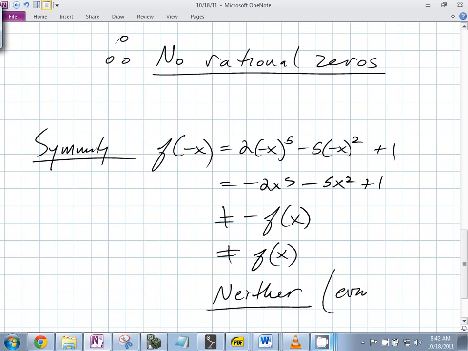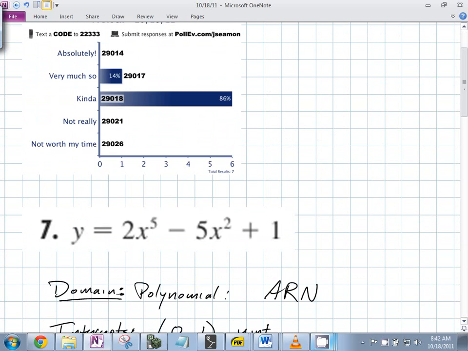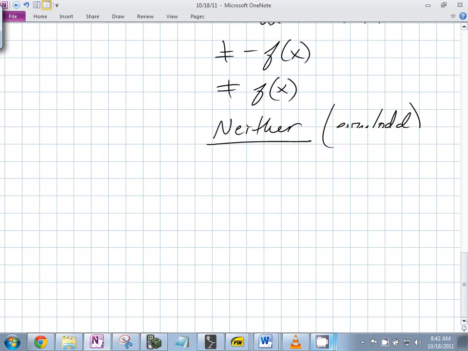Now here's the thing. Those are bad labels in a way because we think of even and odd as integers, and if something isn't even, it has to be odd, or vice versa. In this case, you can have neither odd nor even. Odd means it's symmetric over the origin. So symmetry, okay, no. What's the next thing we need to test?